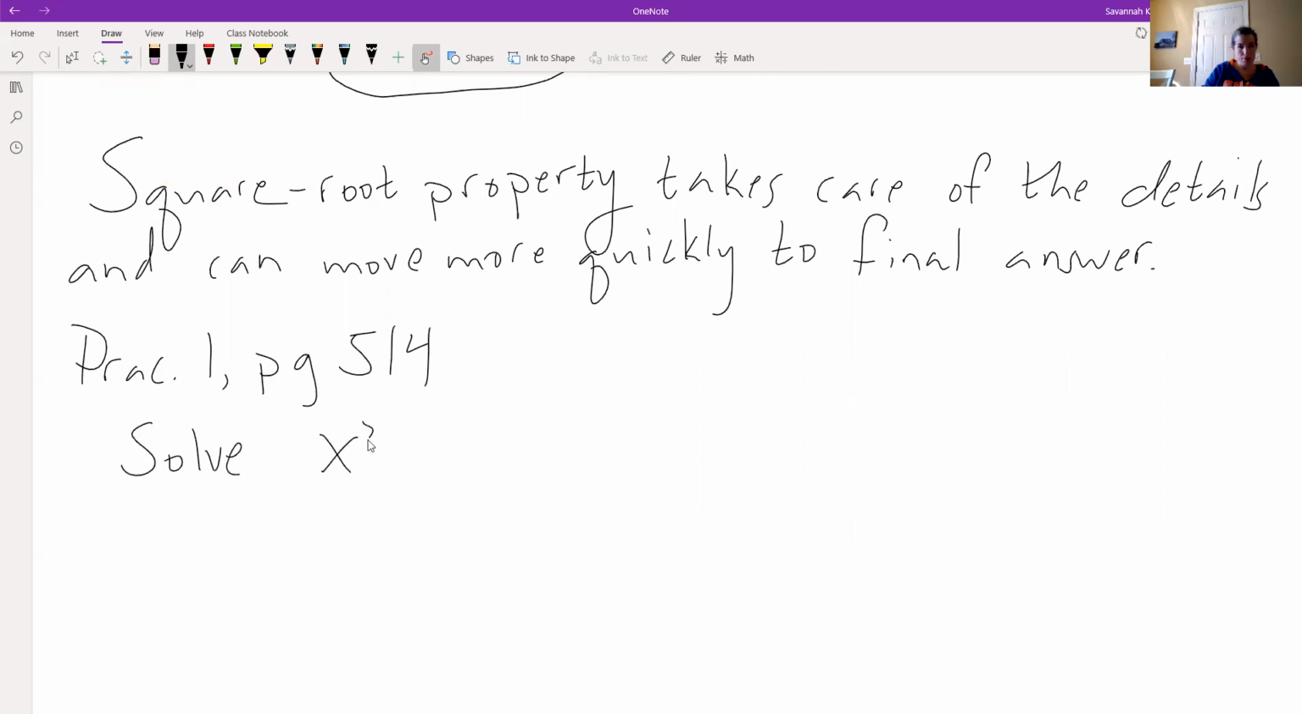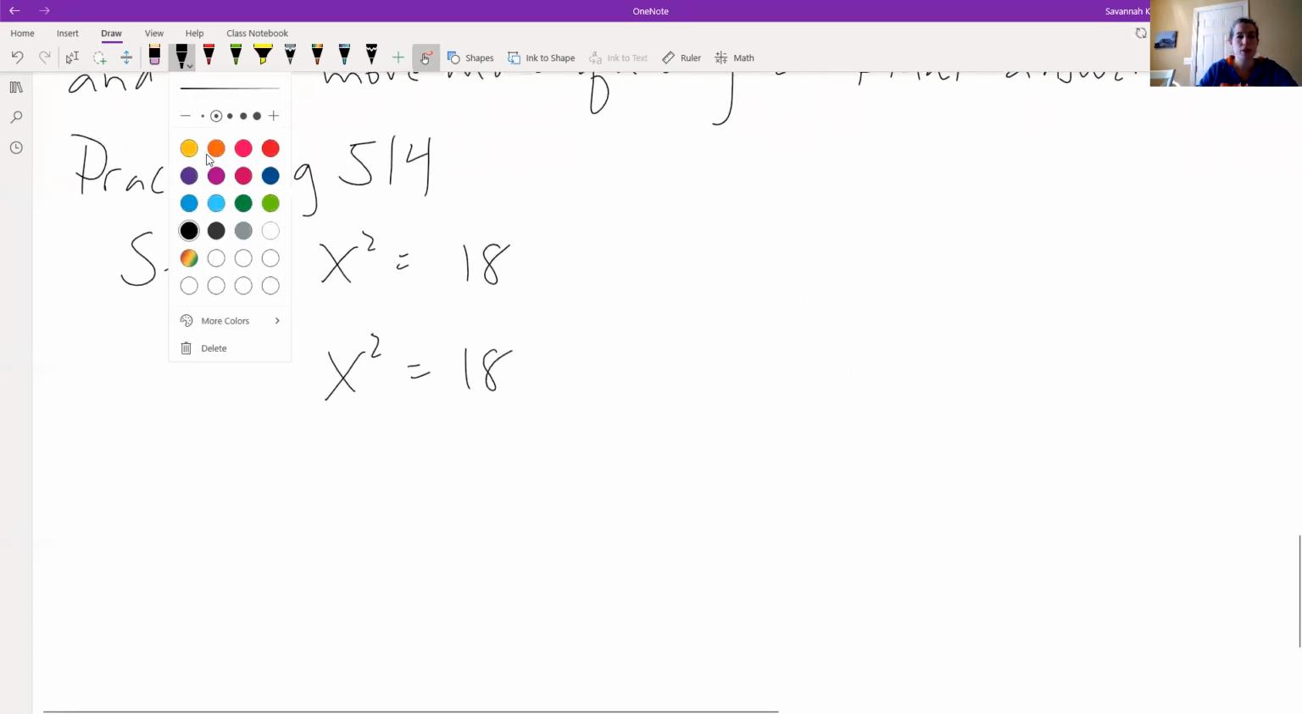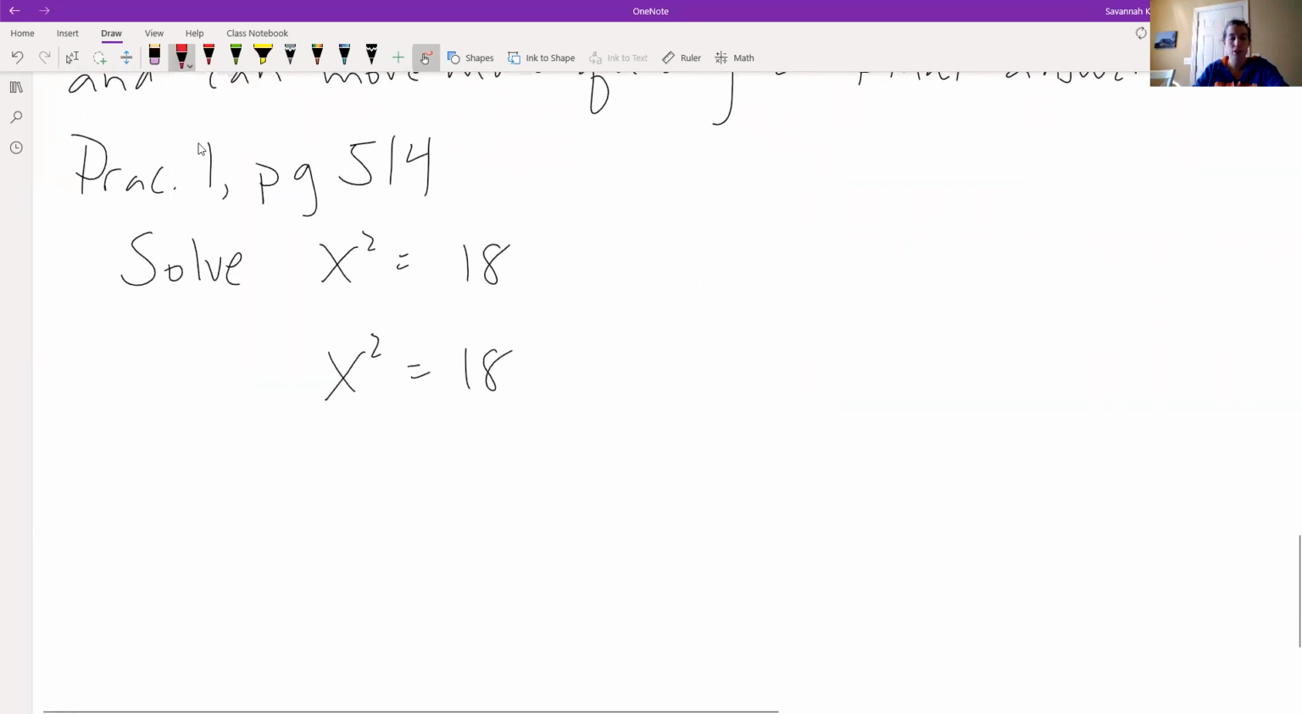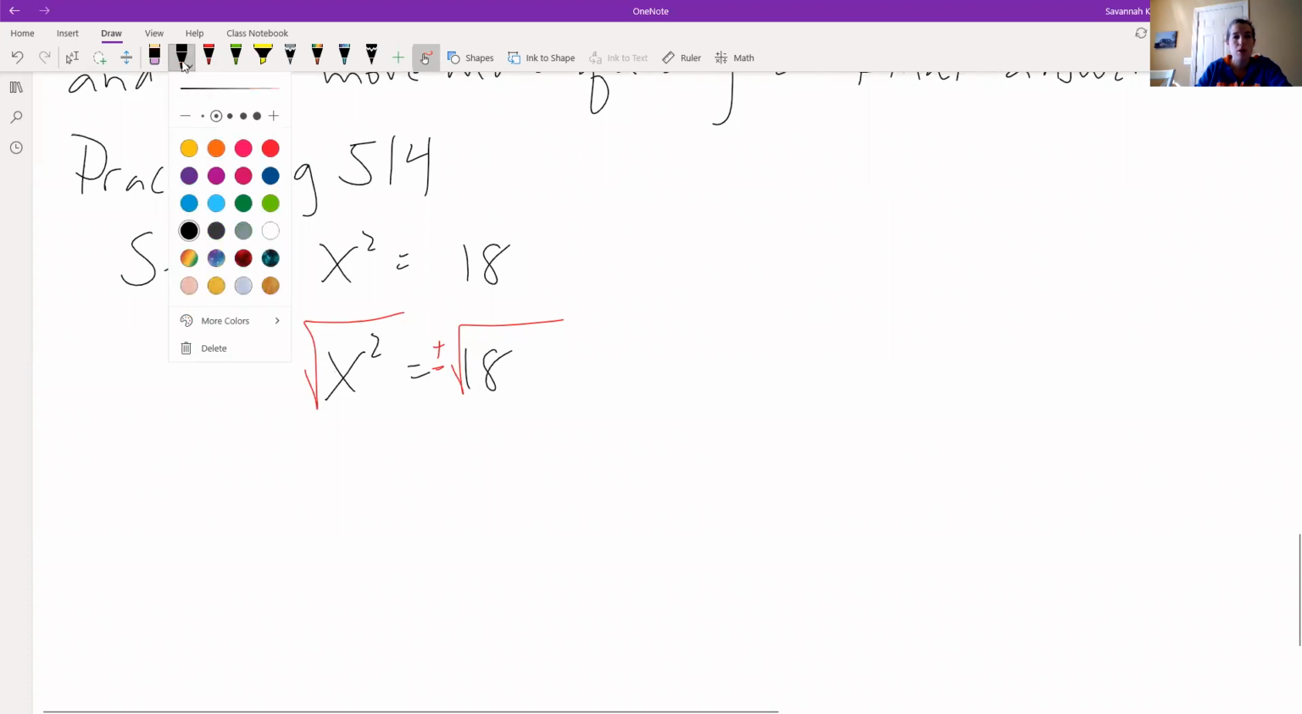Here's an example. And I am going to rewrite that. And as I square root both sides, watch what I do. This is the trade-off for memorizing the rule. You have to remember that the right side is not just the square root of 18, it's plus or minus the square root of 18, or your problem will not come out correct.